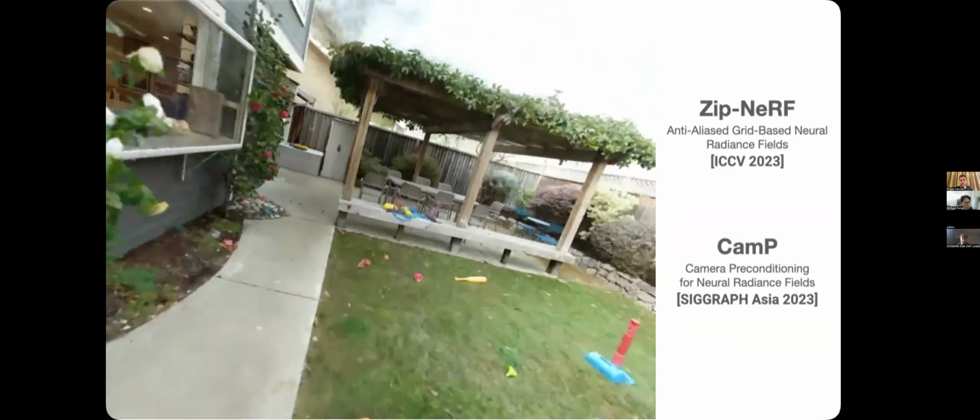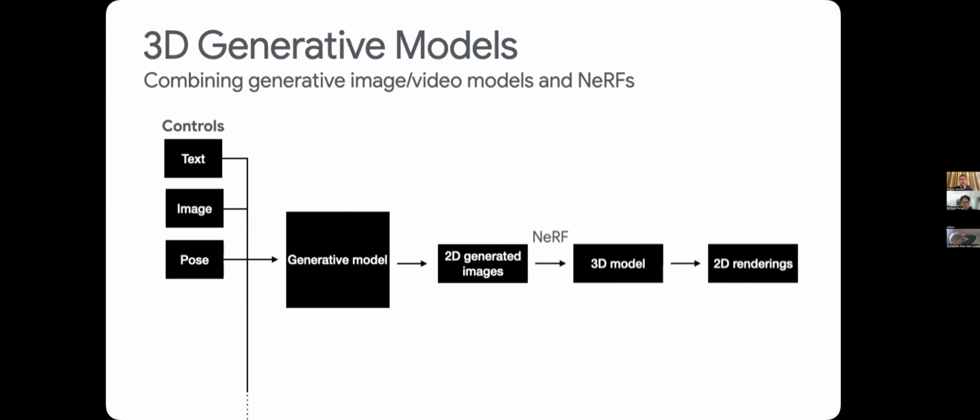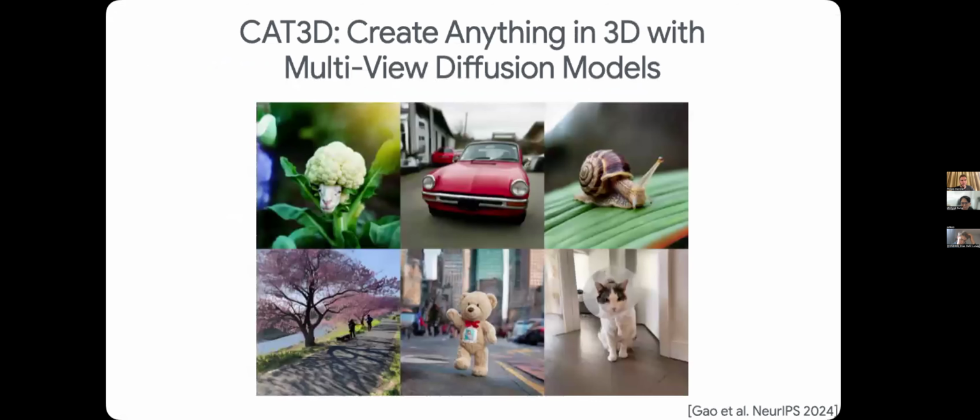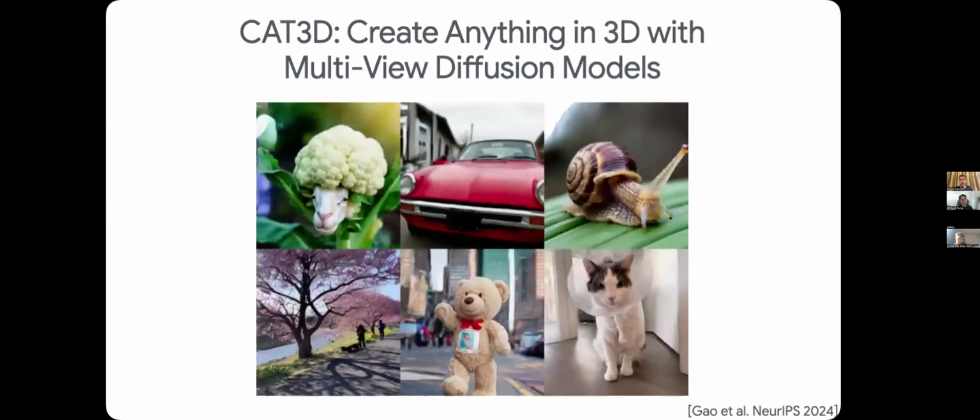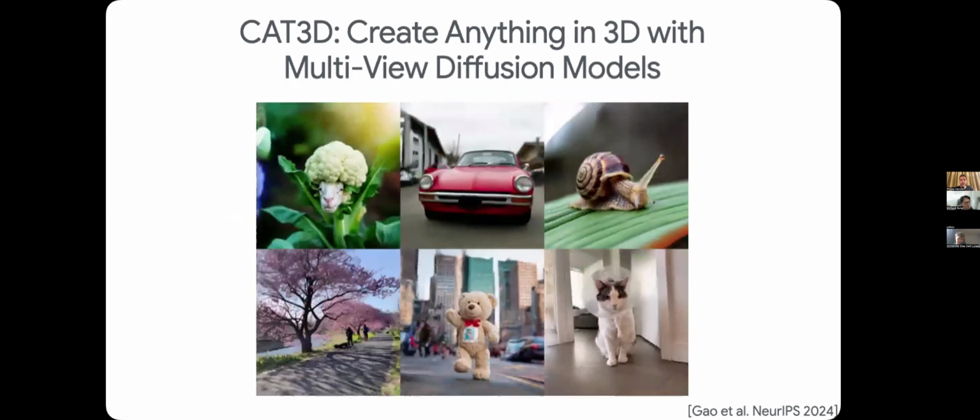But the good thing is that it seems like we have two pieces of a puzzle that we can combine. On one side, we have generative image and video models that produce highly realistic 2D images. And on the other side, there are NeRF models that can distill those images into an efficient 3D representation that can be served and rendered efficiently. And this is exactly the combination that we explored in CAT3D. CAT3D is a method that can take in a text prompt, a single image or multiple images, and generate 3D scenes.